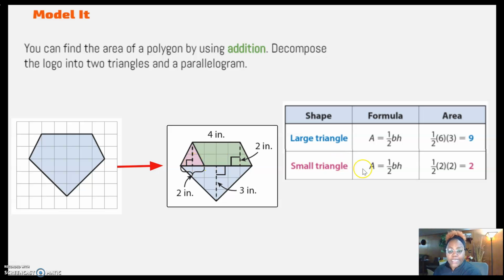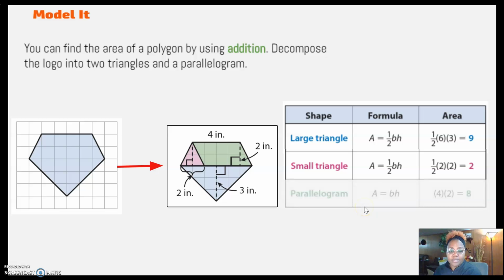Now let's move into the smaller triangle, which is the pink one. Same formula, area equals half of the base times the height. So in this case, with the pink triangle, my base is 2 inches. It sits on 2 inches inside of this grid. This triangle is also 2 inches tall. So my base and height, 2 times 2 is 4. Half of 4 is 2. So now I have area for my large triangle, area for my small triangle.